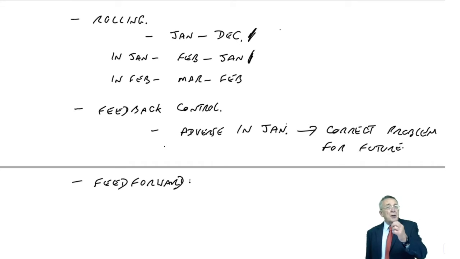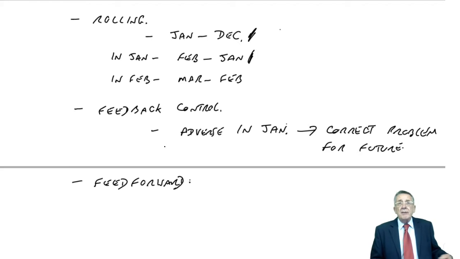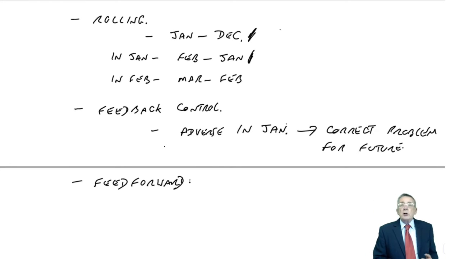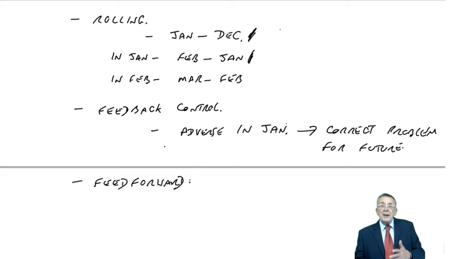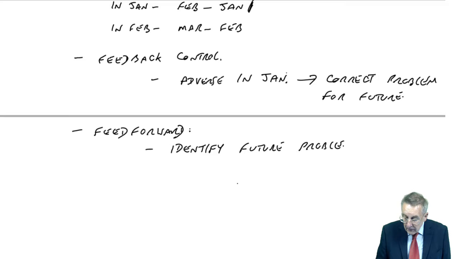But if we know the price is going to increase a lot, then we'd look to see, can we save money? We'd look to see, are there other suppliers we could use instead? Or could we use some cheaper material? Can we find some cheaper material and use that instead? So feed forward is when you identify a future problem and change your plans.